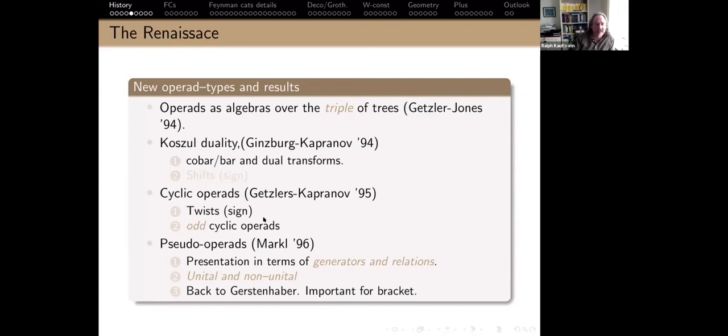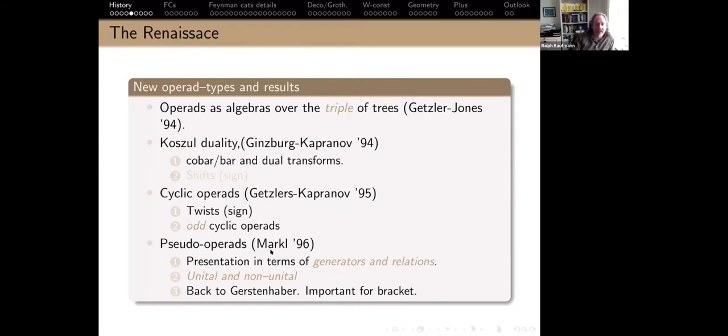It's better if it's, so this is good, but there's something off with it. The actual gold is actual gold. Then Getzler and Kapranov introduced cyclic operads. They did have sign twists, and they introduced this notion of odd cyclic operads, so that sign twists become more important. They're not just shifts anymore. And this links to cyclic homology and cohomology.